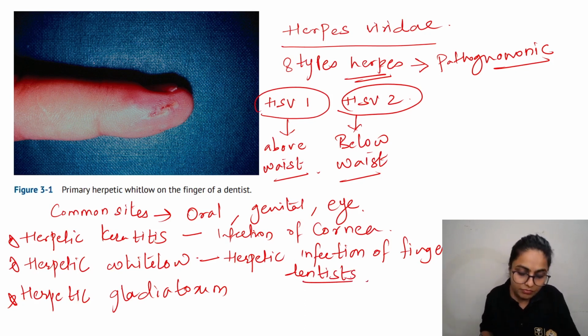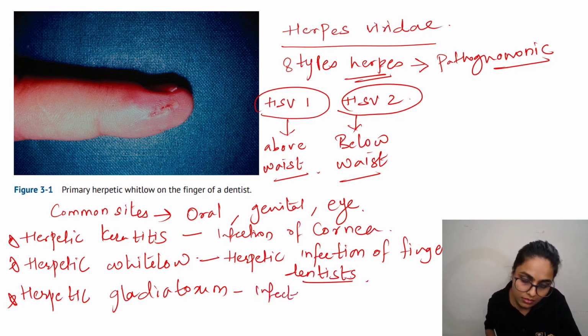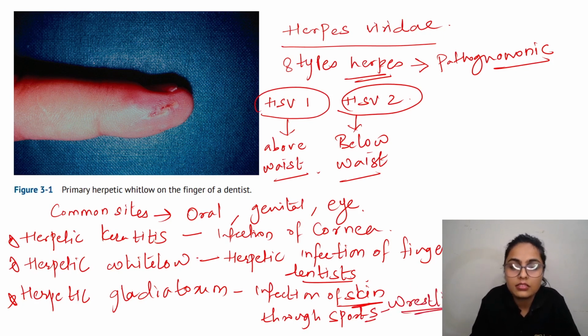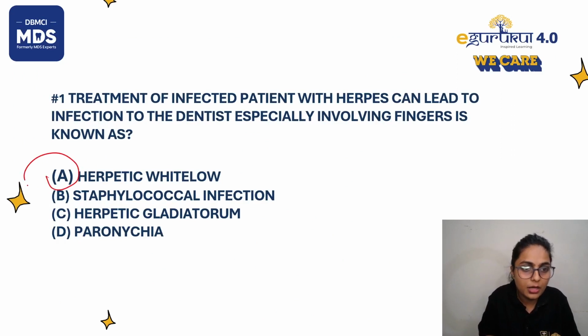What is herpetic gladiatorum? This is infection of the skin through sports, such as wrestling. So just remember these three terminologies, and they can also give you an image-based question. They can give you an image and ask what may be the probable diagnosis or the infection. Your answer should be herpetic vitello, so the answer for this question is herpetic vitello.